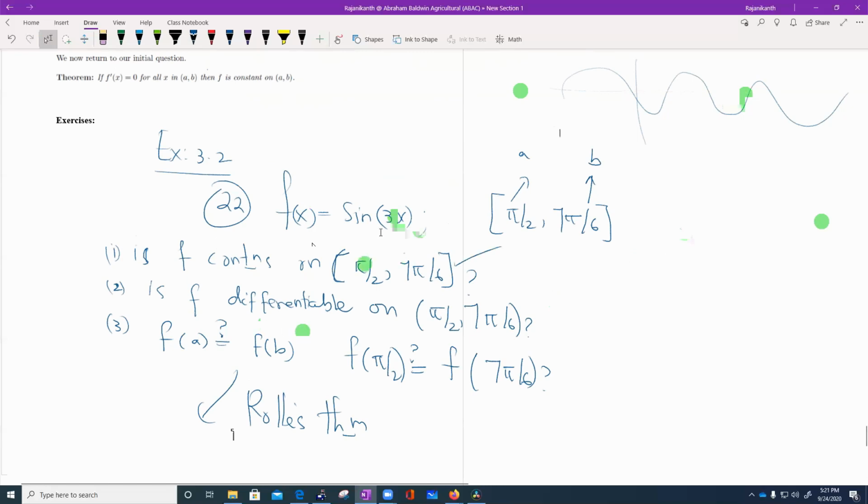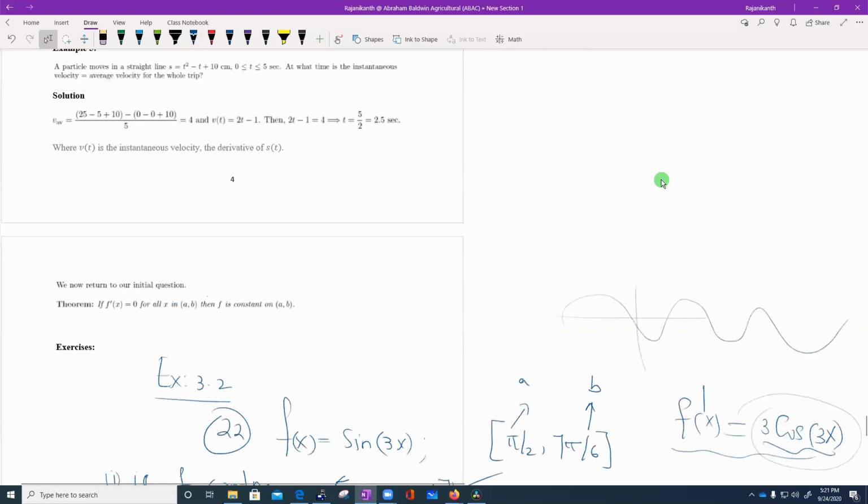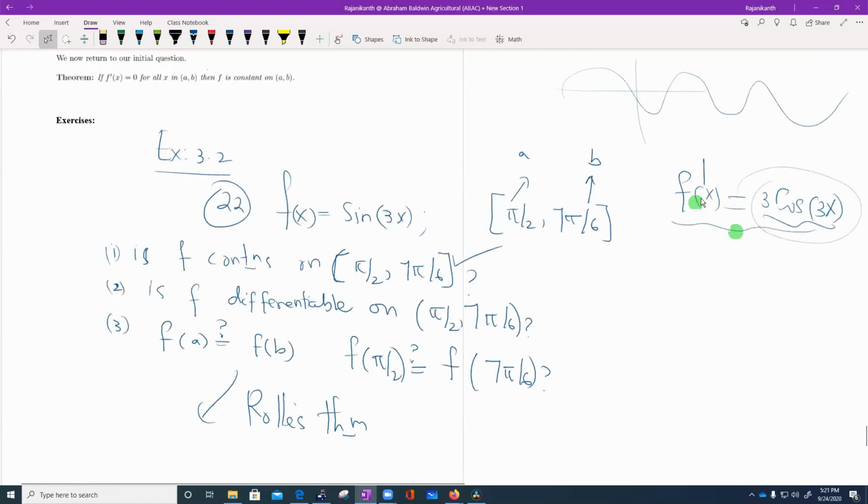Okay, so the next one: what is the derivative of the given function? The derivative of sine 3x is 3 times cosine 3x. Yes, 3 cosine 3x. Remember, this is also a very good, smooth function, right? The cosine function is also like the sine wave function. Therefore, the derivative function, cosine x, is also a very good function, defined everywhere. Therefore, the derivative is always defined everywhere throughout the real line. Therefore, the function is differentiable.